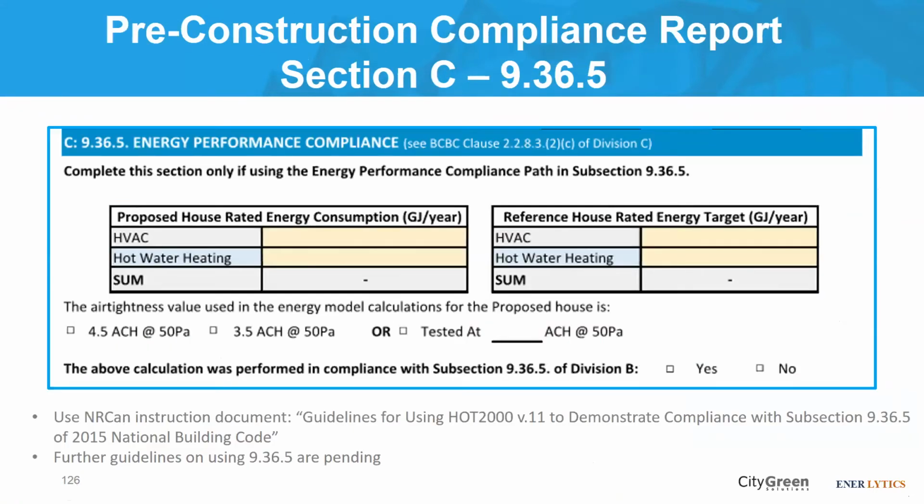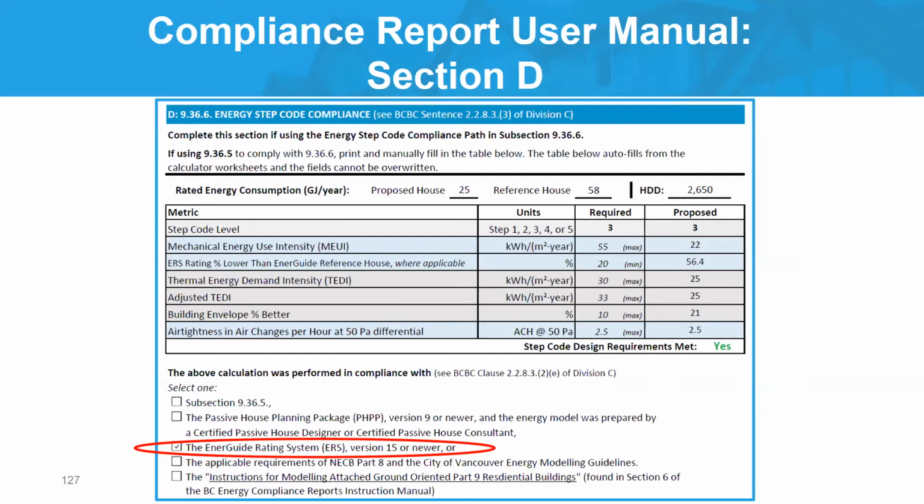The compliance report also has a section C for 9.36.5 energy performance compliance. When doing this, energy advisors should use the NRCan instruction document titled here, Guidelines for Using HOT2000 Version 11 to Demonstrate Compliance with Subsection 9.36.5. Further guidelines for energy advisors and energy modelers on using this approach are pending and will be provided at a later date. It's also very important for energy advisors and others using the BC Energy Compliance Report to put the correct checkbox in for which approach, which calculation areas, they're using to generate this report.